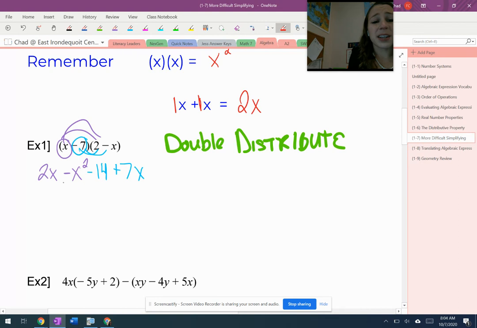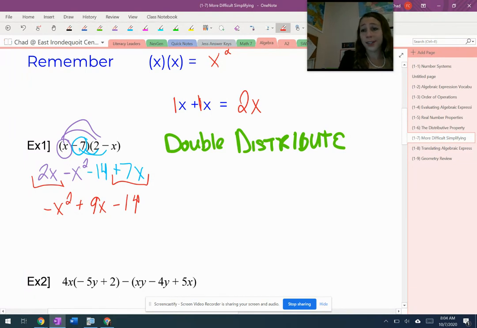Now I can go ahead and combine like terms. Nothing with this x squared, so that just gets carried down. 2x plus 7x is a positive 9x, and the minus 14 gets carried down at the end. And there you go. Simplified.